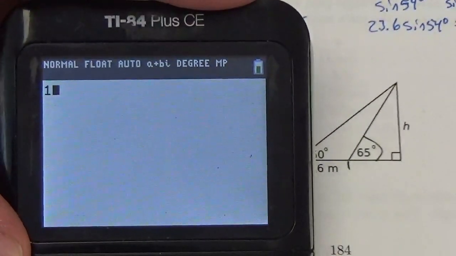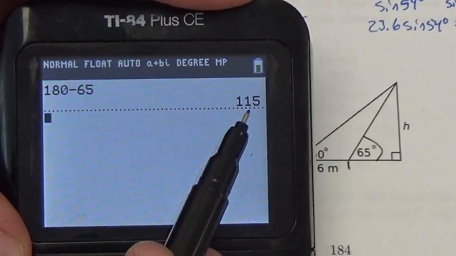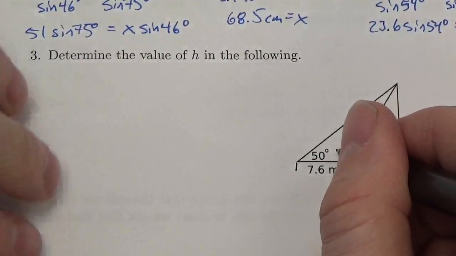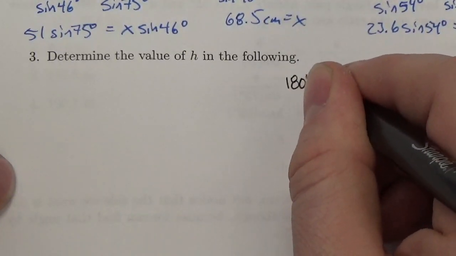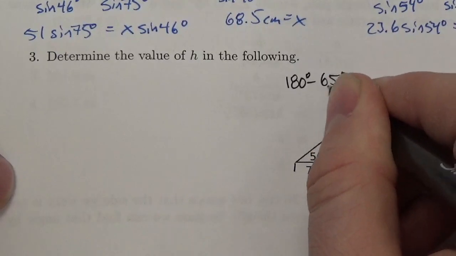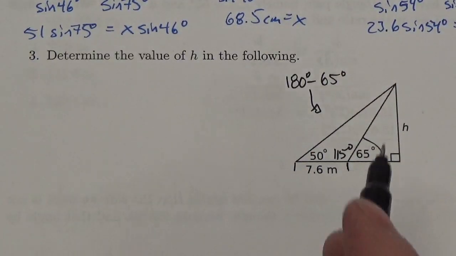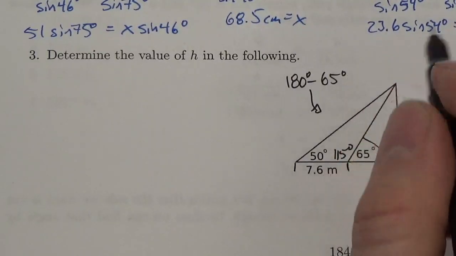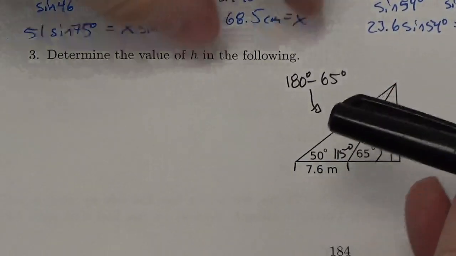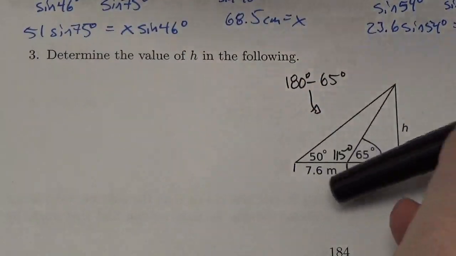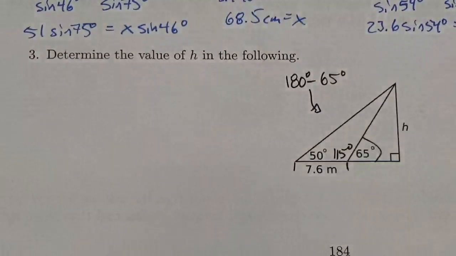Okay? So 180 minus 65 is equal to 115. This angle right here is 115 degrees, and so that would be 180 degrees minus 65 degrees. Okay, we're going to use that down here. So 115. Again, I know that because, remember, these two angles add up to a straight line, basically, and from there all the way to there, that's a 180 degree rotation.